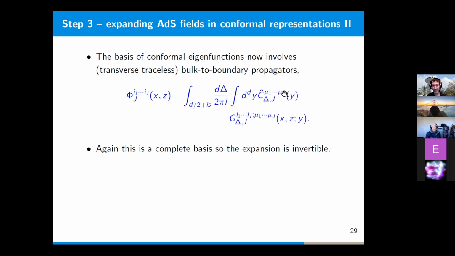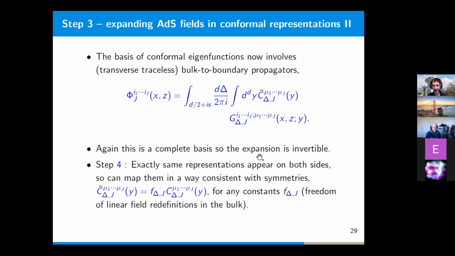And we have some coefficients C tilde of delta and J, which are the coefficients of this expansion. And again, the claim is that this is a complete basis. So we can always expand any spin J field in this way, and this expansion is invertible. So we can also write these coefficients as some linear functional acting on this spin J field. So that's the third step in the correspondence, just showing that if we had spin J fields living on AdS space, we could again translate them to these variables C tilde delta J. And then once we do that, the fourth step is almost obvious.